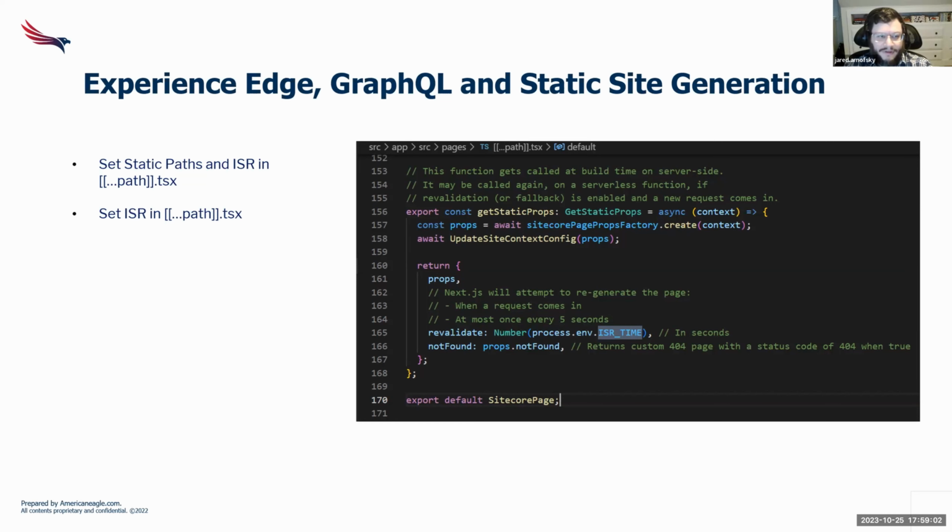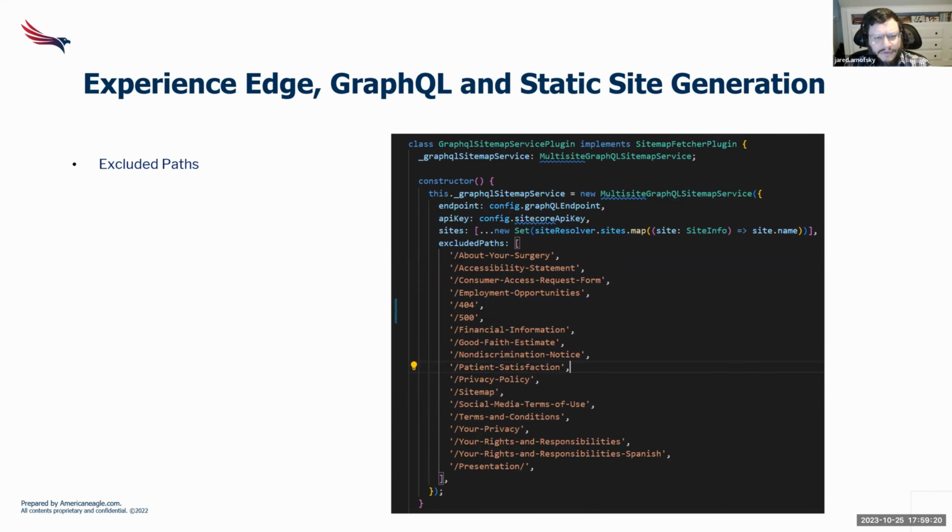And then this is the site info service. What is this called? Multi-site GraphQL sitemap service. And this is how I'm excluding. So you'll see underneath sites, it says excluded paths. I think the other variant is allowed paths or included paths. It might be included paths, but this was my approach.